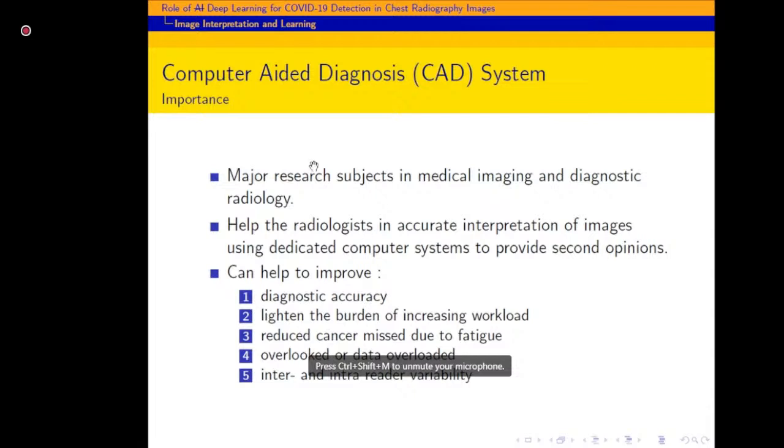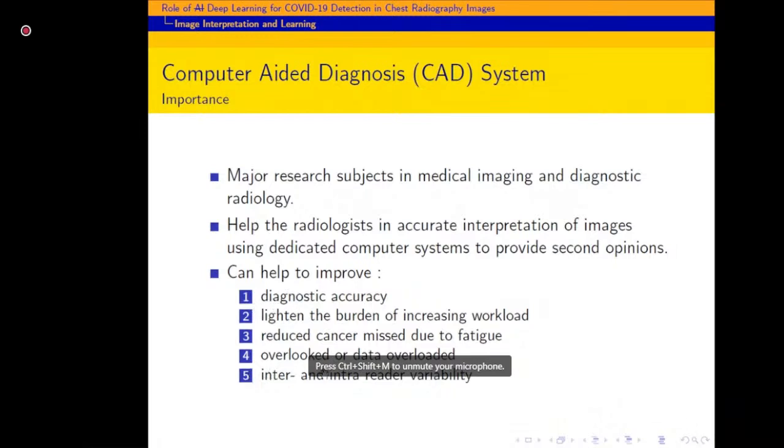And it has a lot of importance, as I talked about. The most important point is it can lighten the burden of the increasing workload. We all know that if you go back to 2020 or 2021, the number of COVID-19 cases was too high, and you will not find such an expert radiologist who can easily identify whether there is a presence of COVID-19 in the chest radiography images or not.